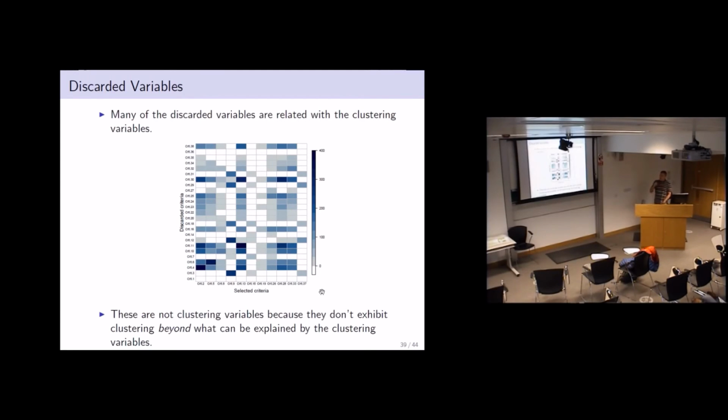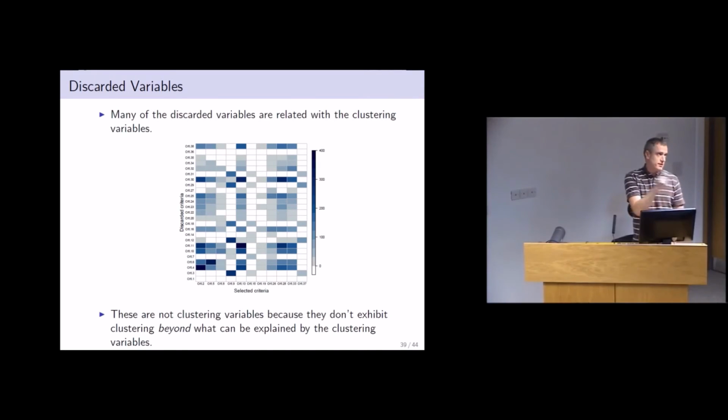And we coloured the square according to the value of the likelihood ratio test, basically to see whether the coefficient in the logistic regression was significant or not. So if you have a dark square, it's telling you the discarded variable is very strongly related to one of the clustering variables that's been chosen. And you can see there's a lot of blue in the plot. So it's basically trying to get across the point that the discarded variables do contain a lot of similar information to the variables that were actually kept in the model.